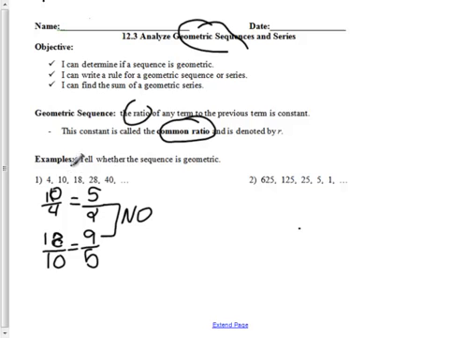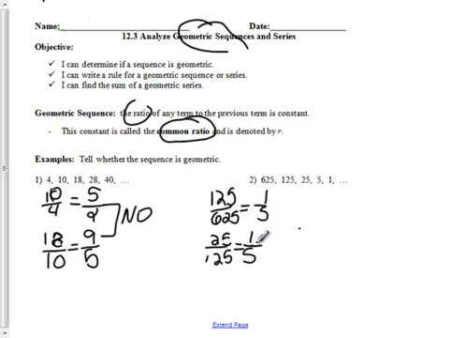So in this case we're making a ratio: the second term over the first, third over the second, fourth over the third. Let's try this one. Let's take 125, which is the second term, and put it over the first, which is 625. When we simplify, we get 1/5. Now take the third: 25 over 125. Simplify, we get 1/5. These are the same, so this is good.